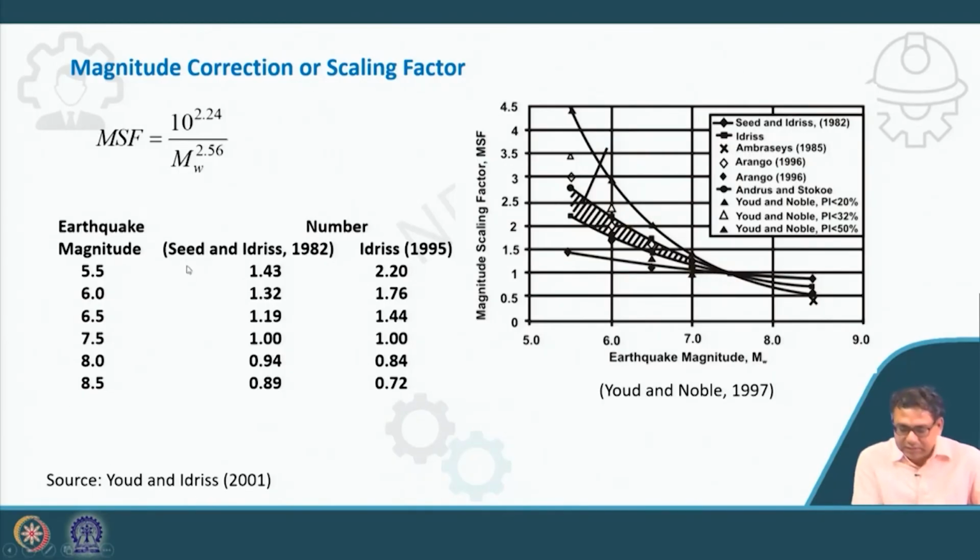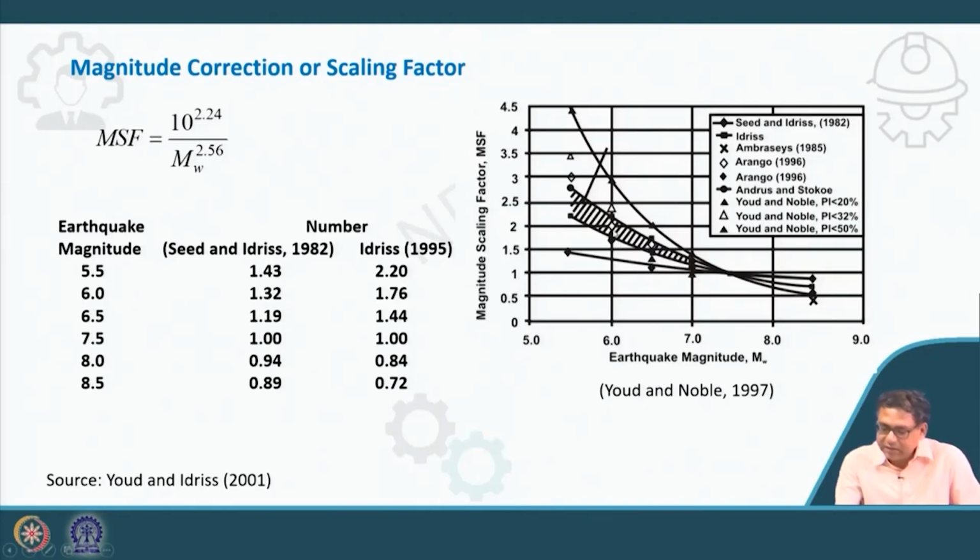Seed and Idriss have also given magnitude scaling factor values for different magnitudes. For magnitude 7.5 it should definitely be 1 for all the cases. But if it is more than 7.5, then your factor of safety will decrease, because it is developed for 7.5. If I design for greater than 7.5, the factor of safety will decrease. But if it is designed for less than 7.5, then the factor of safety will increase. So that is the thing you can see.